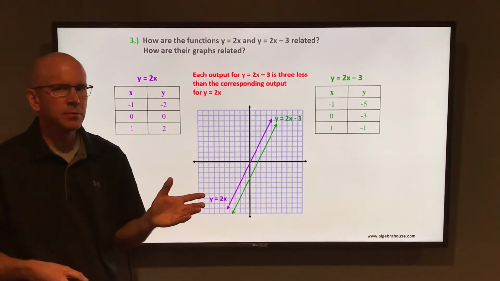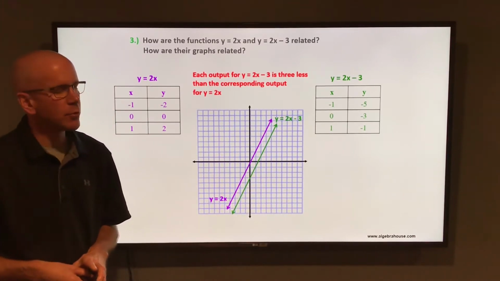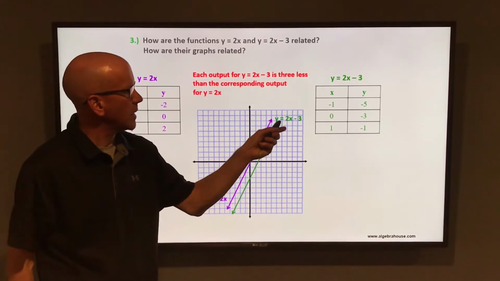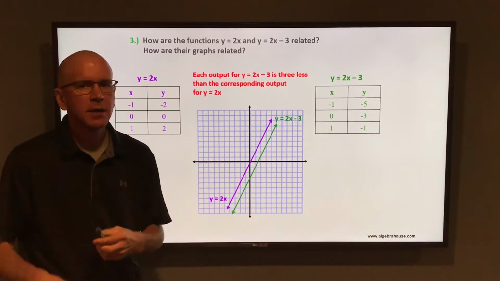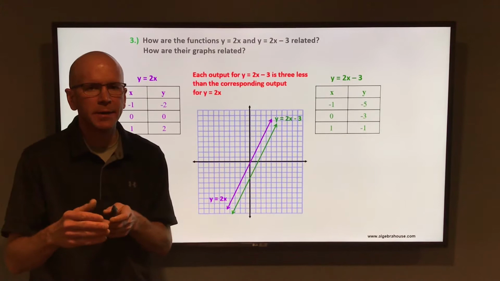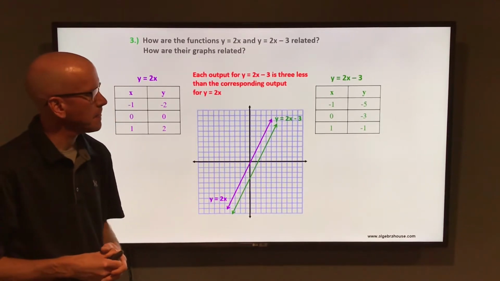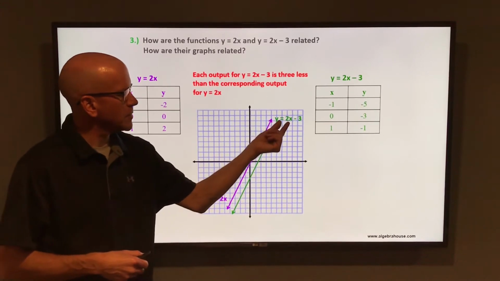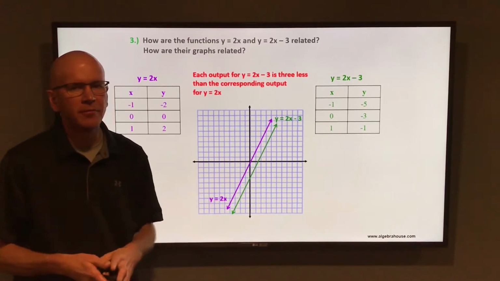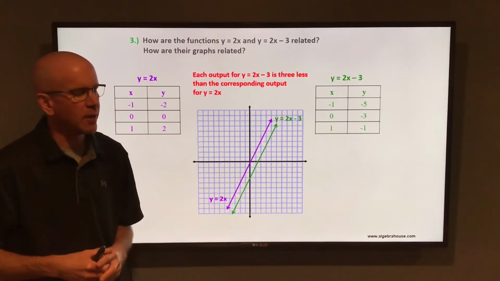Now don't get confused here. That's not a subtraction from the value of x. If you're going to subtract 3 from the value of x on y equals 2x, you would put the x in parentheses. So it would be y equals 2 times the quantity x minus 3, which would end up being y equals 2x minus 6. So know the difference between subtracting 3 from the value of y, as is the case here, and subtracting 3 from the value of x.